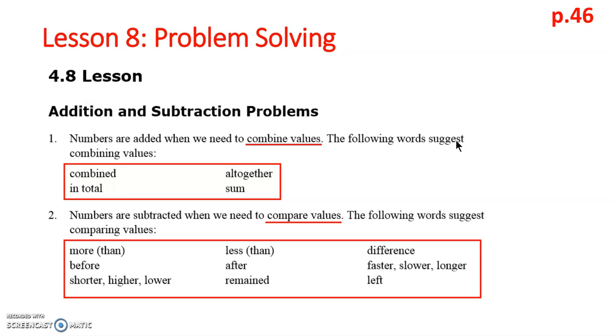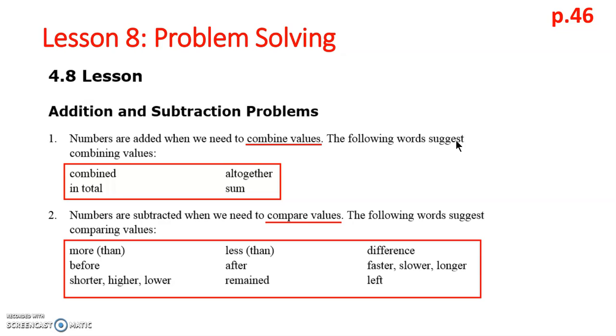So when we are adding, it means we're combining values. So when we use words like combined or total or sum or altogether, these words can pinpoint that we're putting things together, therefore we're using addition. Multiplication is the same, except multiplication has an element of repeated addition.